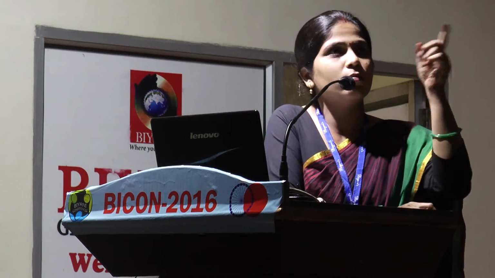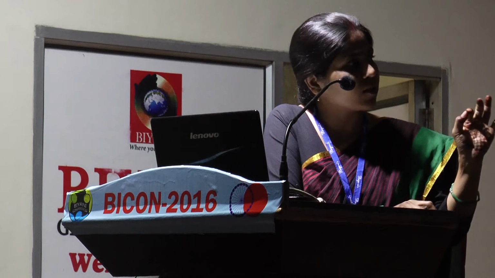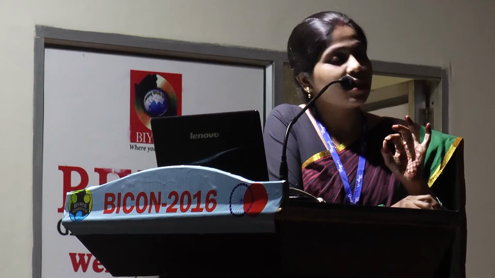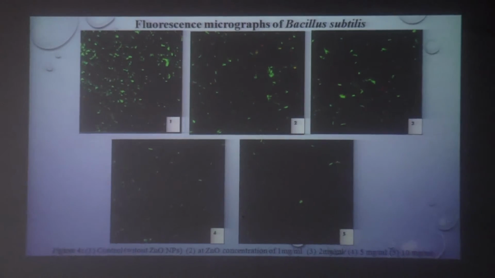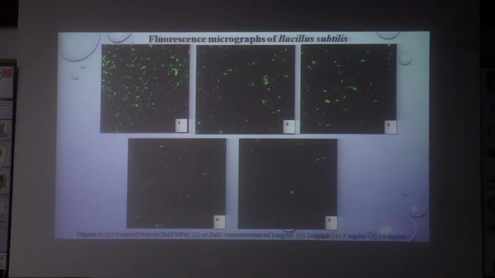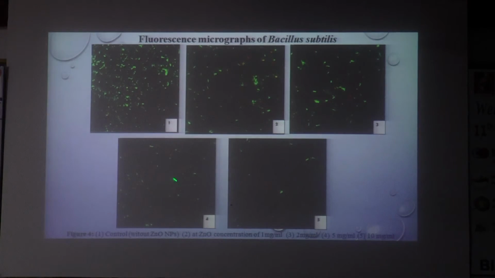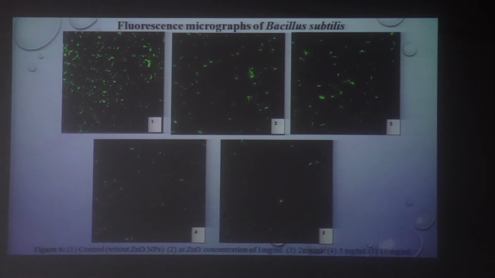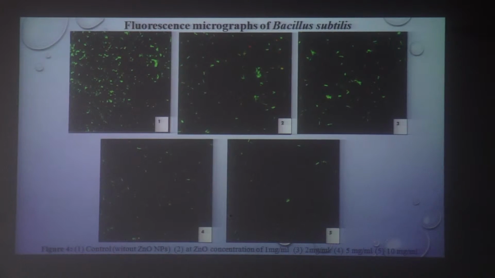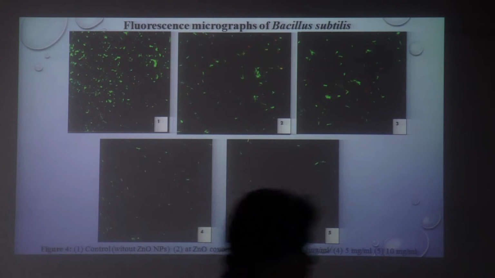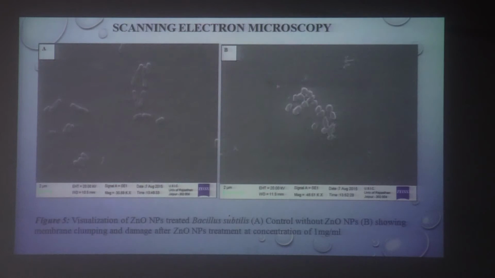Here, I think due to the problem of the projector, the red color is not that clear. So this is the control where all green cells are observed, no killing, and then gradually the red cells, which are the bacterial cells getting killed, and the green ones are the live cells. So ZnO nanoparticles are inhibiting as well as killing the bacterial cells at different concentrations.